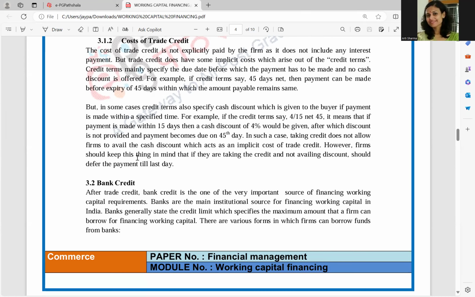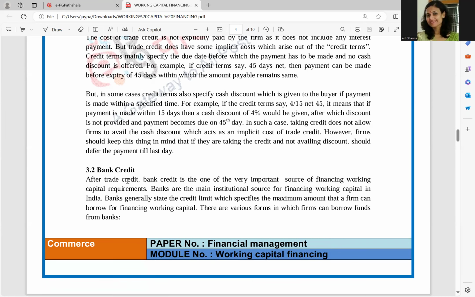The second source is the bank credit. So after trade credit, this is the second working capital source of financing. Bank credit is one of the very important sources of working capital financing, or financing the working capital requirements.